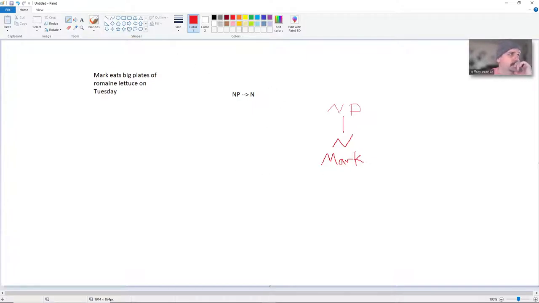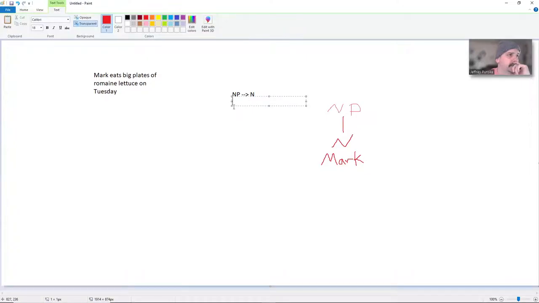We have other options of what a noun phrase can be composed of. So we have this much more complex noun phrase, big plates of romaine lettuce. So we know that a noun phrase can be composed of more elements. We know it must at least contain a noun. But then we have this element here, big. Well, big is the category adjective.